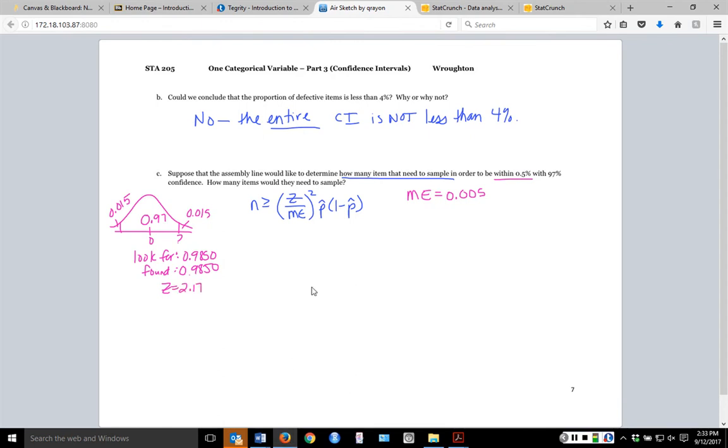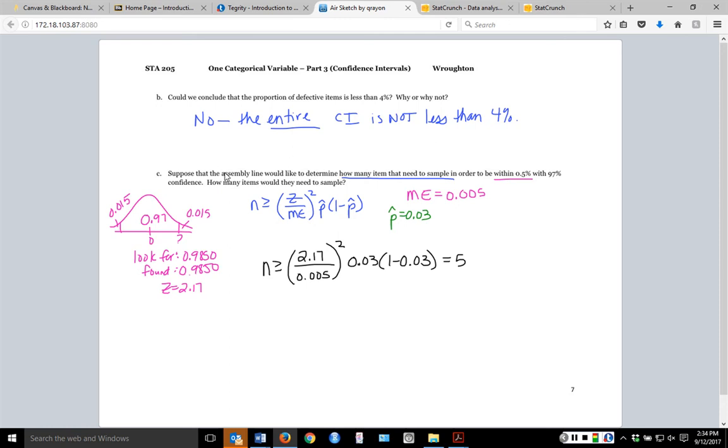So we now have our z, we have our margin of error. The last thing I need to know is p hat. Well, we're still doing it based upon what we have here, so we do actually have a p hat that we can use from our previous similar study. So last time that we did this, they found p hat to be 3% or 0.03. So I have all of those numbers that I can plug in. So n will need to be at least as big as our z over our margin of error, all squared, times p hat times 1 minus p hat.